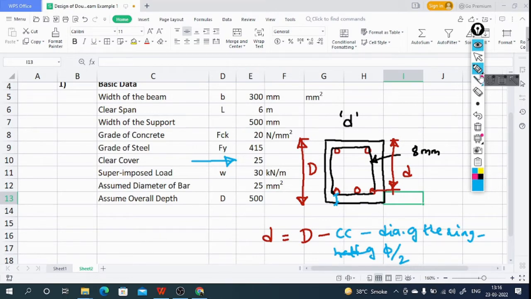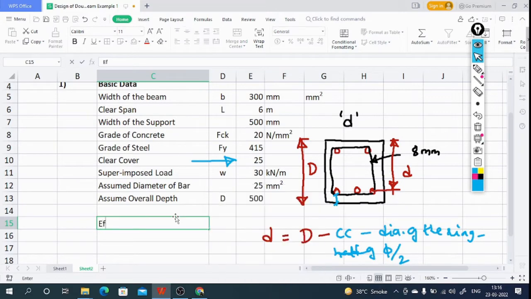Now we will insert the formula here. I'll show you. I will write here effective depth of the beam.